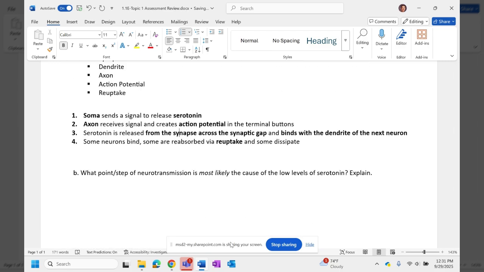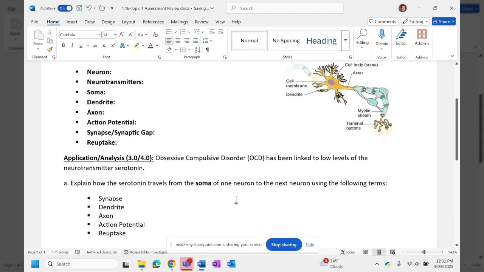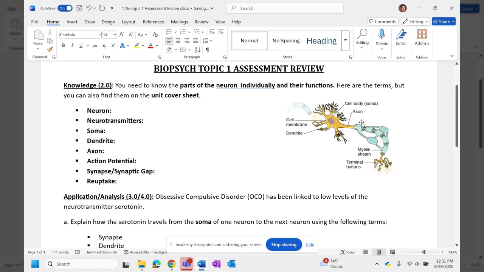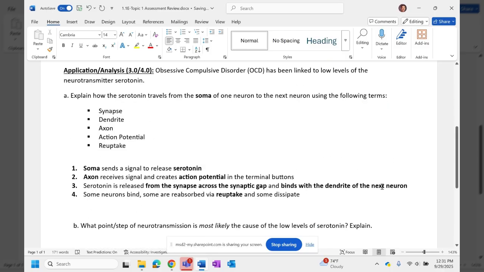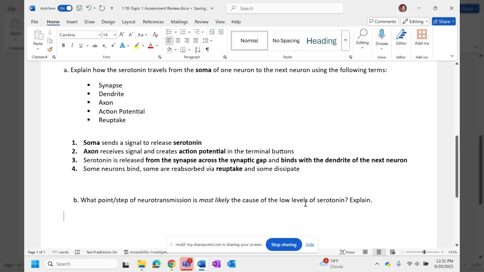What point or step in neurotransmission is most likely to cause low levels of serotonin? There's a couple you could think of. The first is that during the action potential phase, you could have a leak out of the axon of the neurotransmitter because of the myelin sheath not being strong. However, if that's the case, you're going to have more going on than just OCD probably. You're probably going to have issues of multiple sclerosis or other issues of just a breakdown in your neural cells.